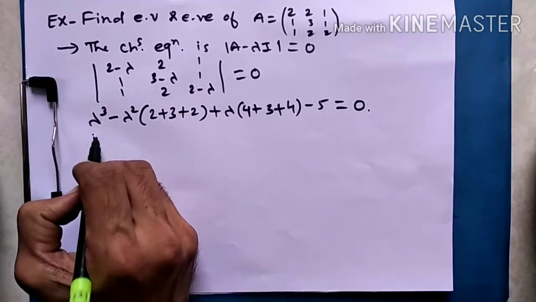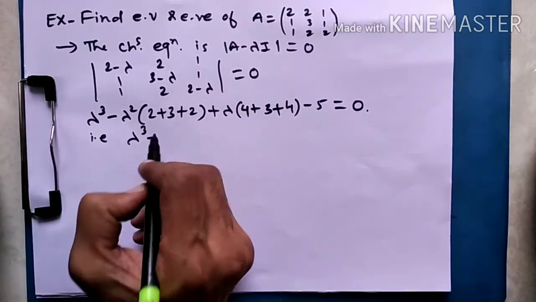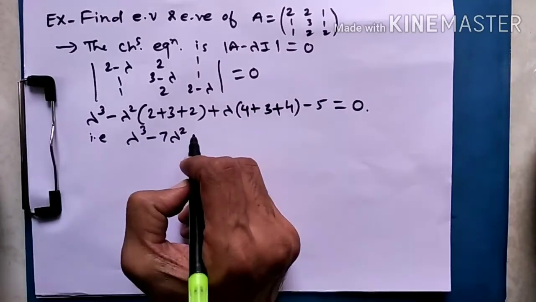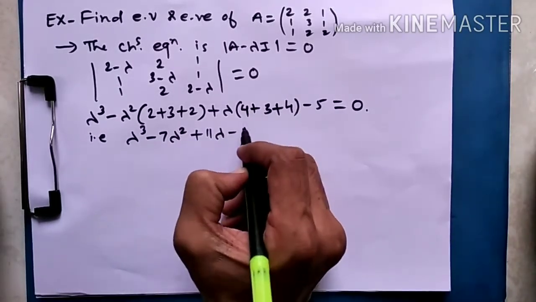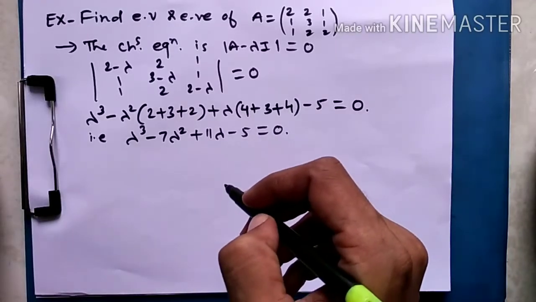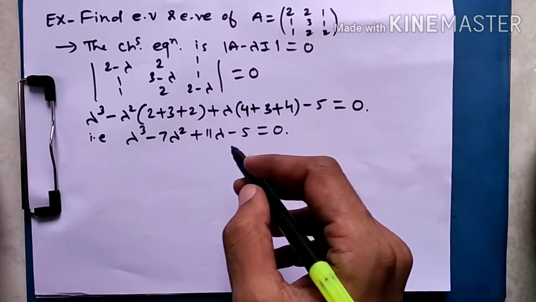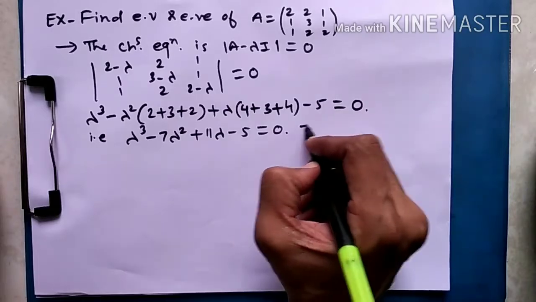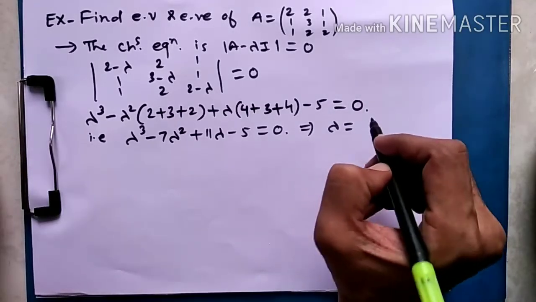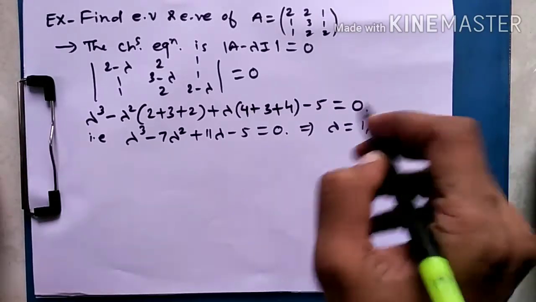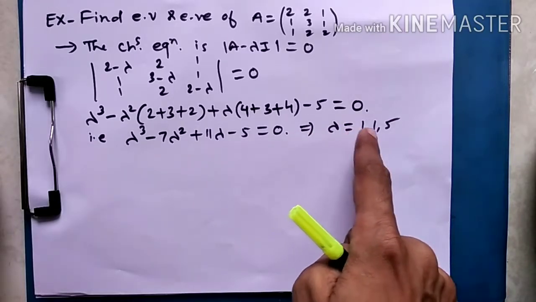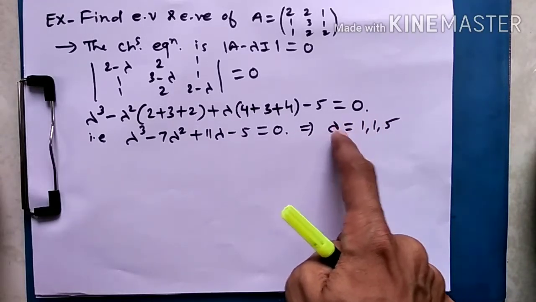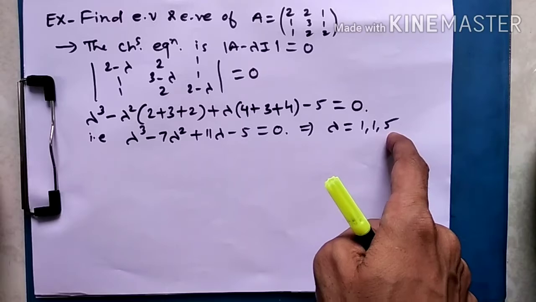Now rewriting the same equation again, it is lambda cube minus 7 lambda square plus 11 lambda minus 5 equal to 0. Now solve this cubic equation using calci again. So the answer will be 1, 1 and 5. So you can observe that here one eigenvalue is repeating. 1 is repeating 2 times and then it is 5.